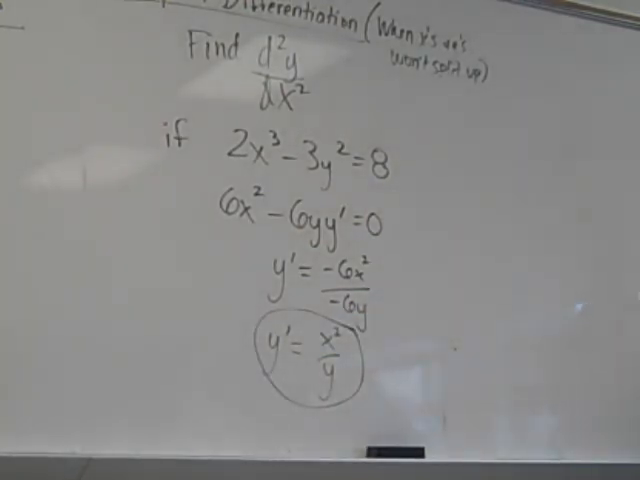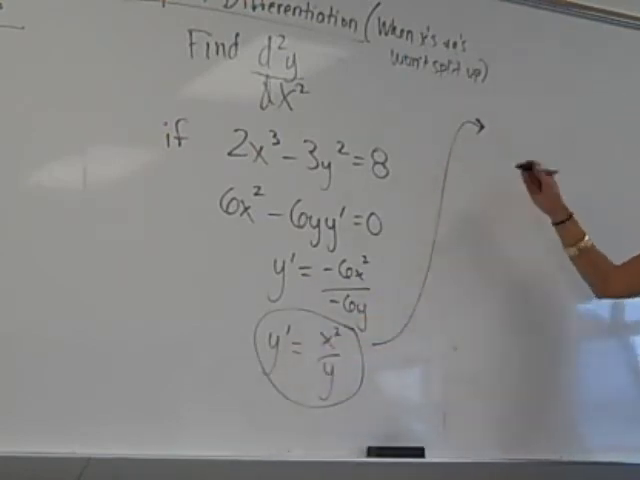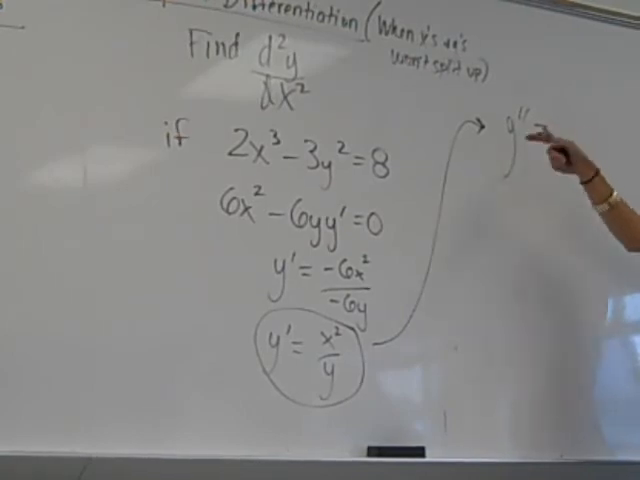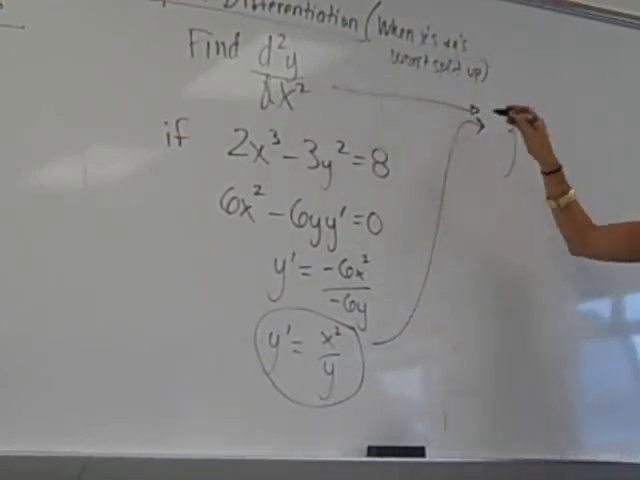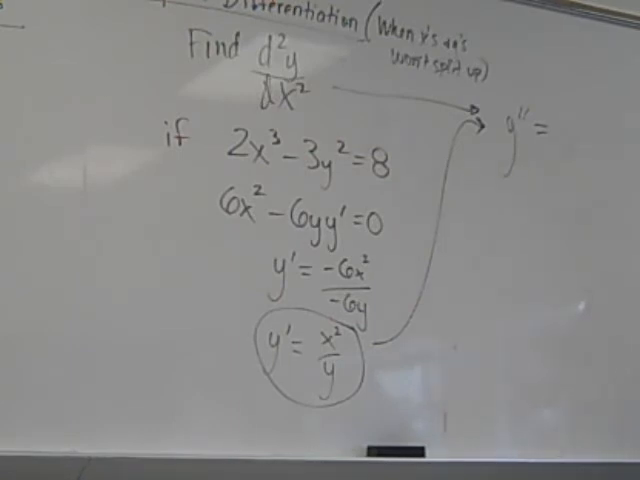To take the second one, here's what I do. I take the derivative of both sides again. So the derivative of y prime is y double prime, or d squared y over dx squared. These are the same thing. Okay, that's the same notation for second derivative.